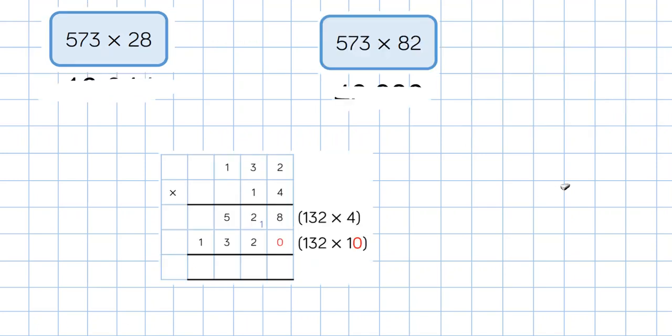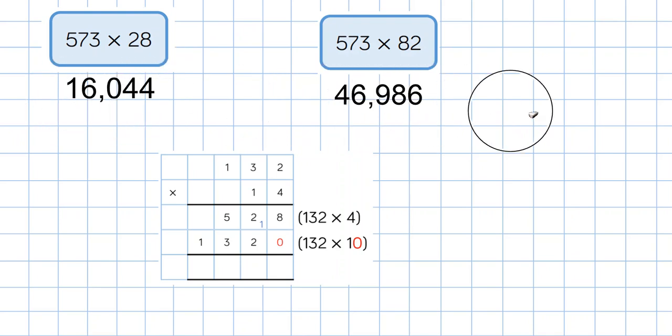Here are two more for you to have a go at. Remember, I've given you the model to help you. So pause the video and have a little go. Okay, so I hope you notice that here we've got 28 and here we've got 82. So the digits are reversed. Let's see what happens to our answers. Okay, did you get those?